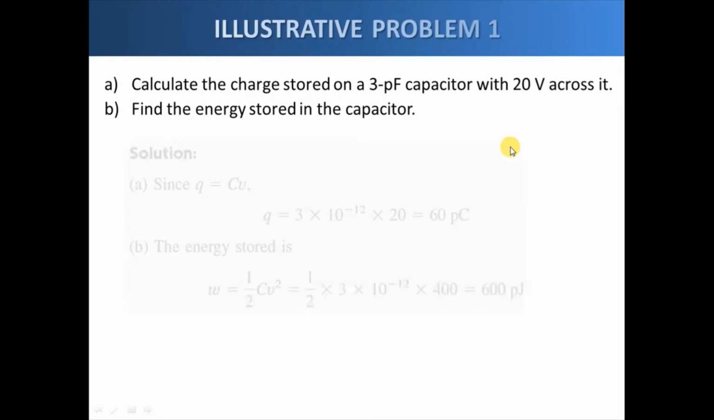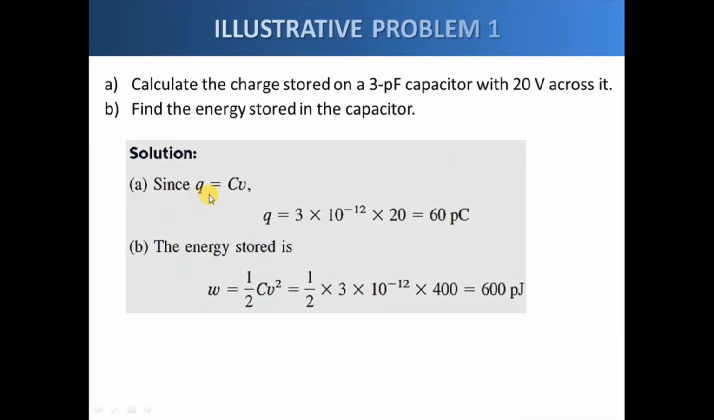So to get the charge stored, we simply use the relationship between the charge and the voltage. So we have Q equals CV. We simply substitute the values for C and the voltage, then we get 60 picocoulombs. Now the energy stored, we apply the formula using the voltage across the capacitor, so 1/2 CV squared, and we'll actually get 600 picojoules.